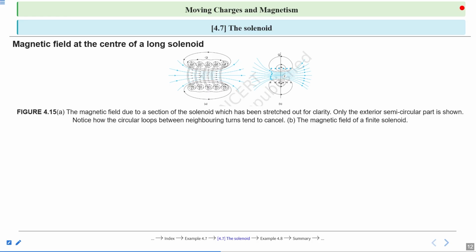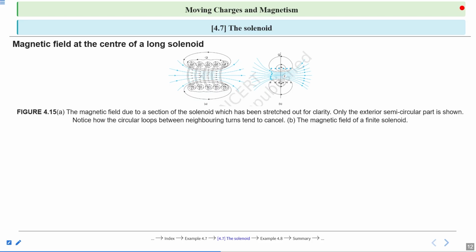At the end of the semicircular parts you can see loops. Those circular loops are magnetic field lines due to the current flowing through the solenoid. This is the magnified view. Now in part b you can see the magnetic field of a finite solenoid, that is, the magnetic field lines due to the whole solenoid.